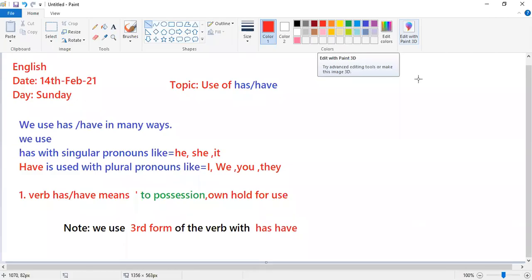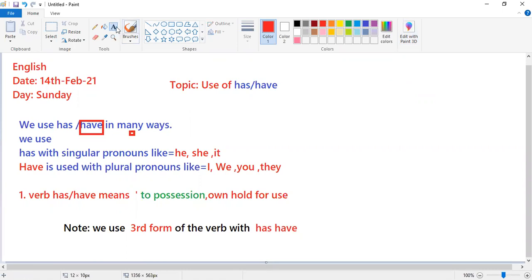Okay, today we're going to talk about uses of has and have. We use has and have in many different ways, as it's written here. We use has and have as a singular pronoun. With this there are two words. The basic verb is has, and the plural form and the past form of has is had.